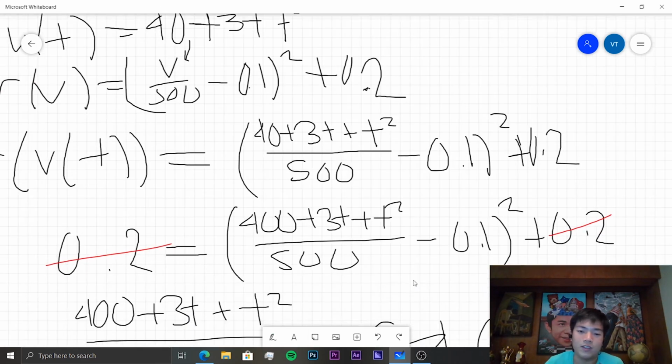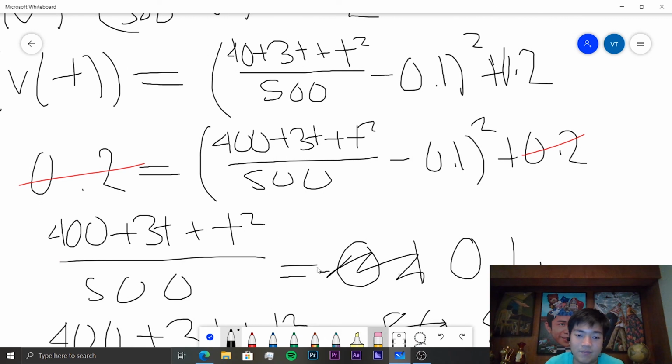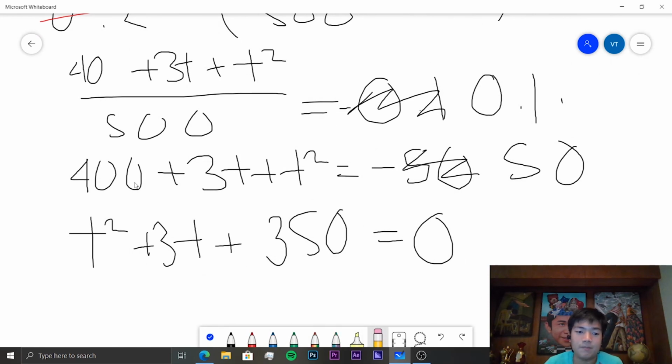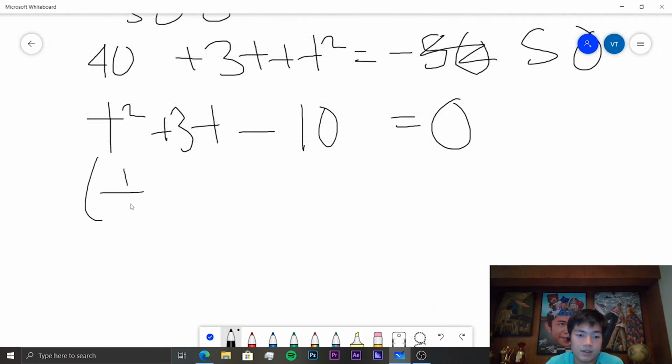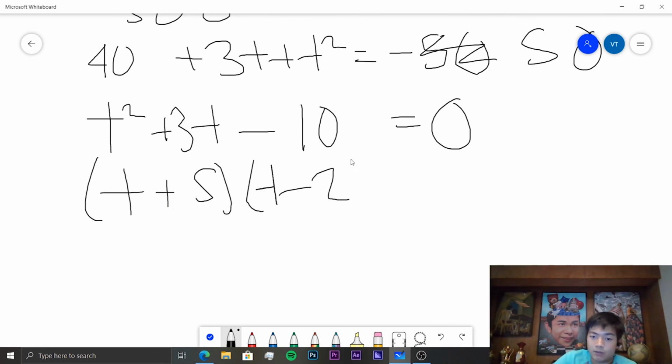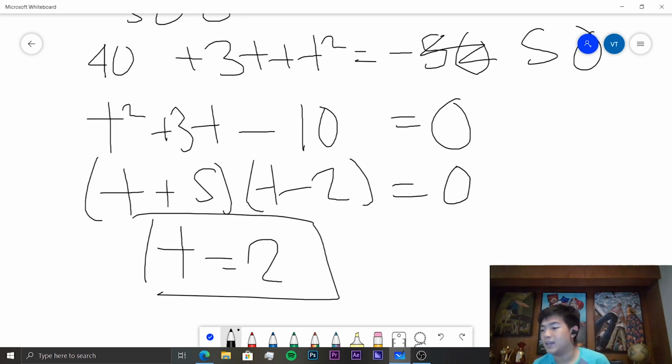Oh, it's 40, not 400. How did that extra 0 get in? Oopsies, sorry about that. So we have 40 plus 3t plus t squared, and in this case, if we subtract 50, this would be t squared plus 3t minus 10 is equal to 0, and so simply it's t plus 5 times t minus 2 is equal to 0, and the time must have been 2 hours. So that's our final answer.